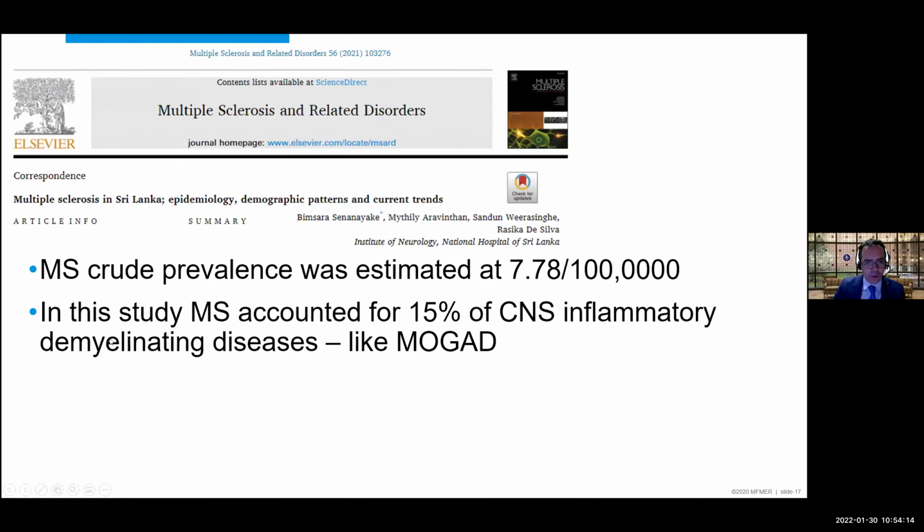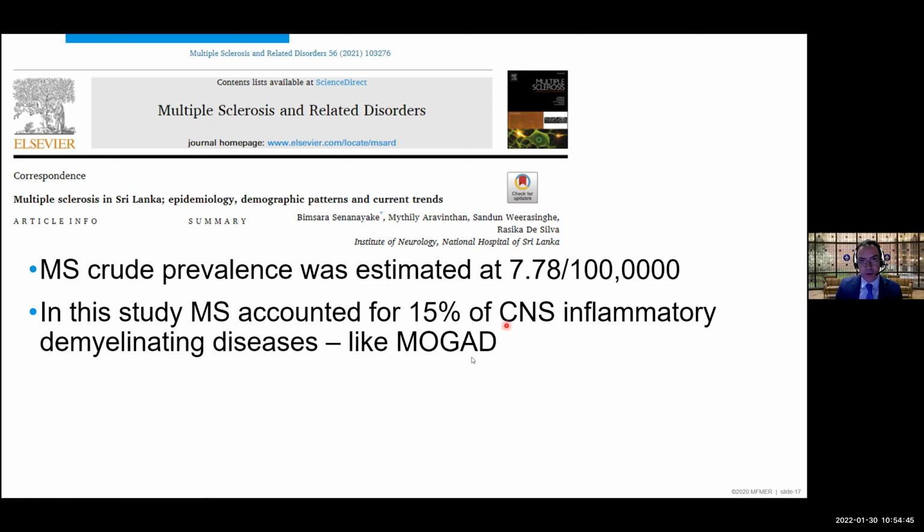This was another study looking at multiple sclerosis that was recently published in 2021 from the Sri Lanka group here, again with many of these patients tested by the serologies that we mentioned earlier. And they found a crude prevalence of MS was 7.78 per 100,000. And in this study, MS accounted for 15% of CNS inflammatory demyelinating diseases, which is very similar to what we found for MOG antibody-associated disease.